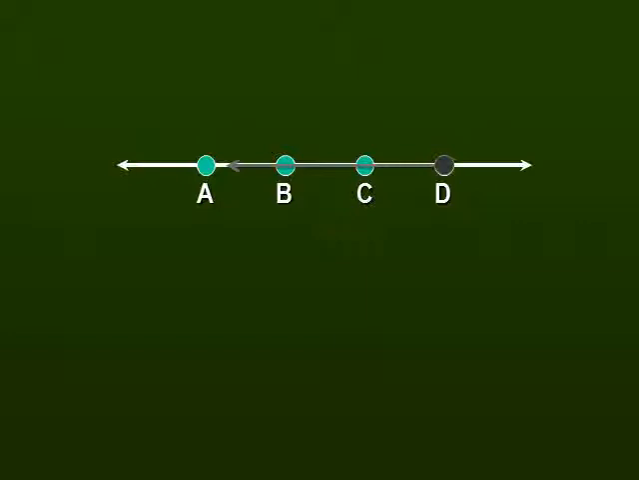Is C on the ray DB? Yes, it is, and also D. Is point D on the ray DB? The answer is yes, because the origin is included on a ray. What if there was a point E? If you went in order A, B, C, D, E, would E lie on ray DB? The answer is no, because it's not on the same side, the direction the ray is going.